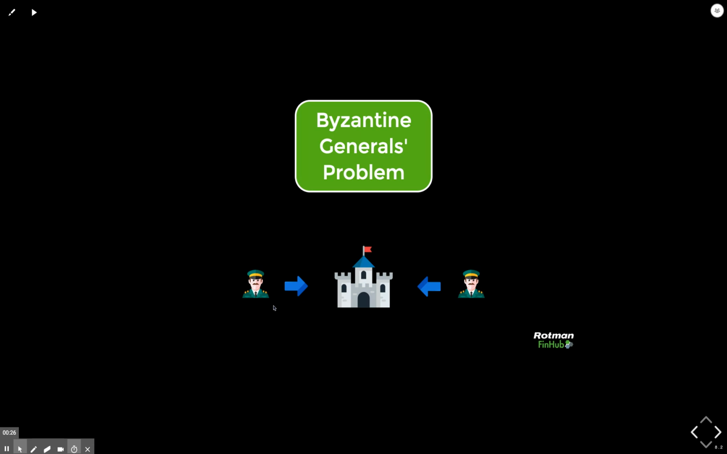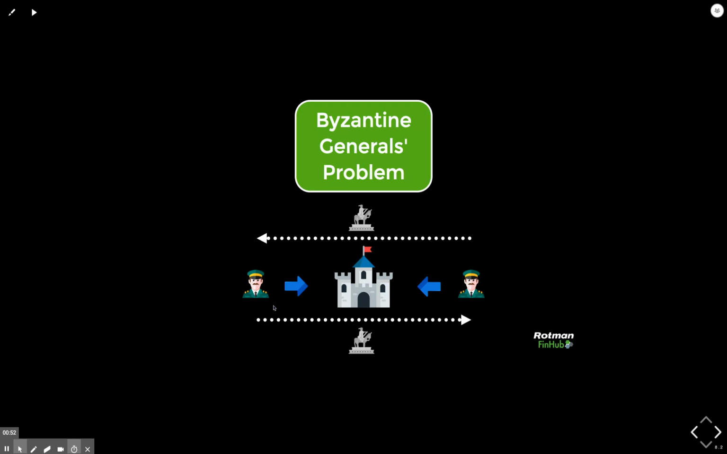So what do they do? Well, they exchange messages of, we're going to attack tomorrow at dawn. And so the general on the right sends a message to the general on the left to that effect. Now, the general on the right wants to be sure that the general on the left has received the message and is in fact actually doing what he wants him to do. So what will happen? Well, the general on the left has to send a message back and says, I got your message, and yes, I agree, we attack at dawn.